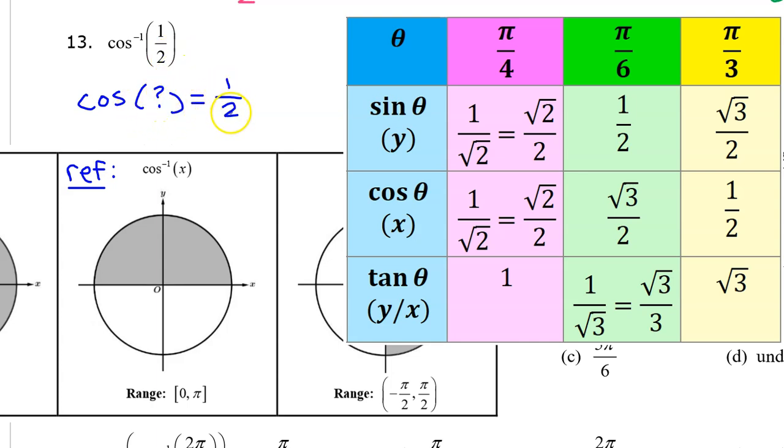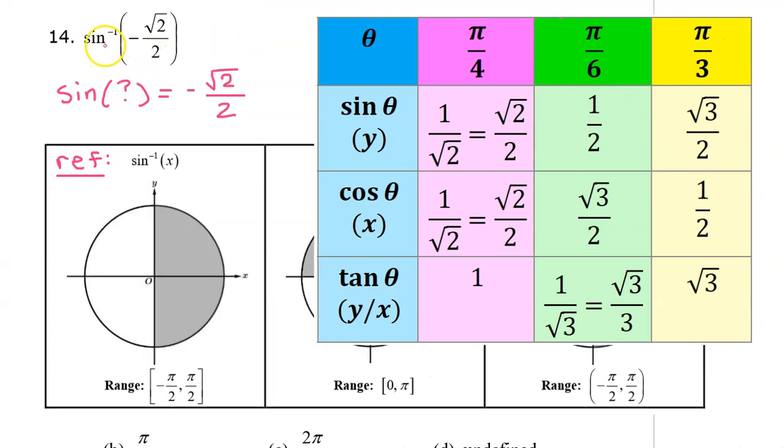To evaluate the arc cosine of 1/2, you ask yourself the cosine of what angle is equal to 1/2. Since the cosine of pi over 3 is 1/2, that tells us that the reference angle is pi over 3. Within the restricted range for arc cosine, these are the two angles with a reference angle of pi over 3. Since in this case we want cosine to equal positive 1/2, we will go with the angle in the first quadrant. In the first quadrant, the angle with a reference angle of pi over 3 is pi over 3 itself. So that's the answer.